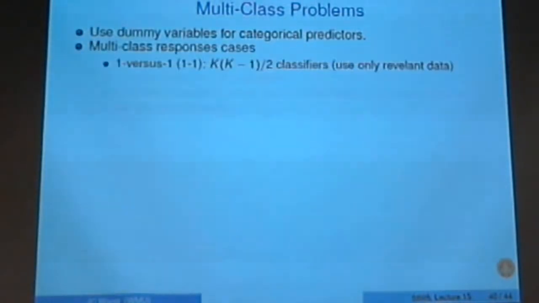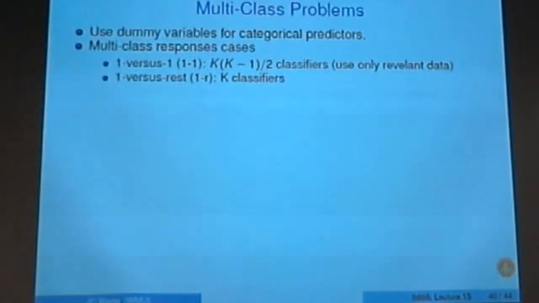If you have multi-class responses, there are several ways of doing this. Either use one versus one. If you use one versus one, in general you have k choose 2 classifiers, right? That is, you run support vector machines pairwise, and you have k times k minus 1 over 2 combinations. That's k choose 2.